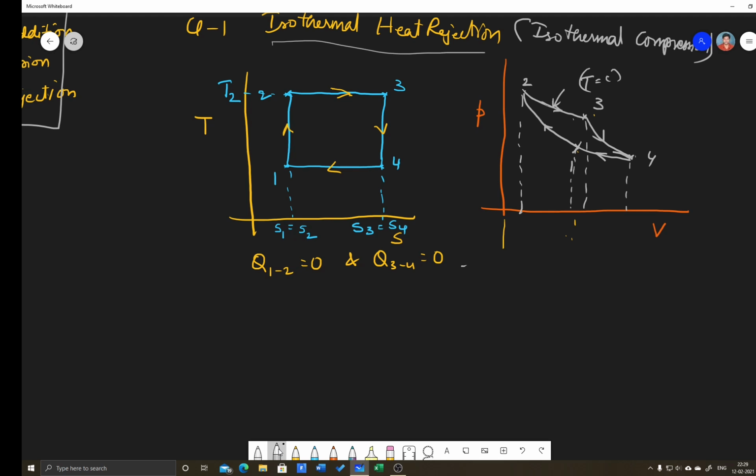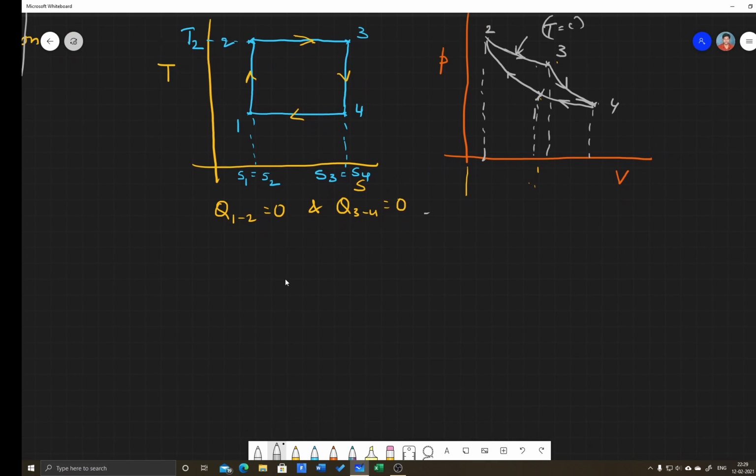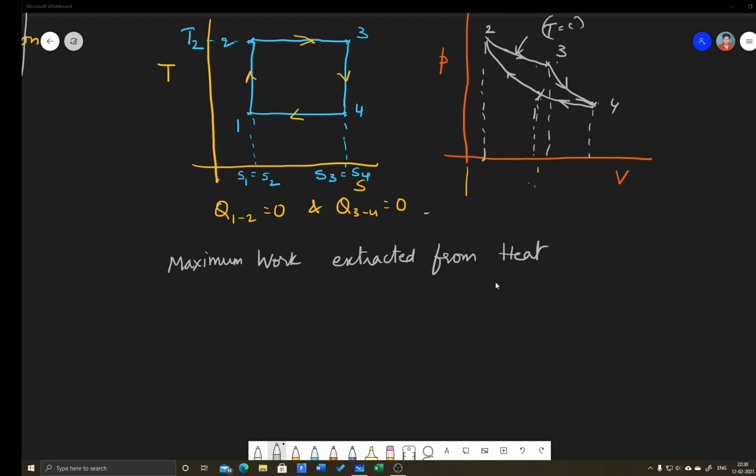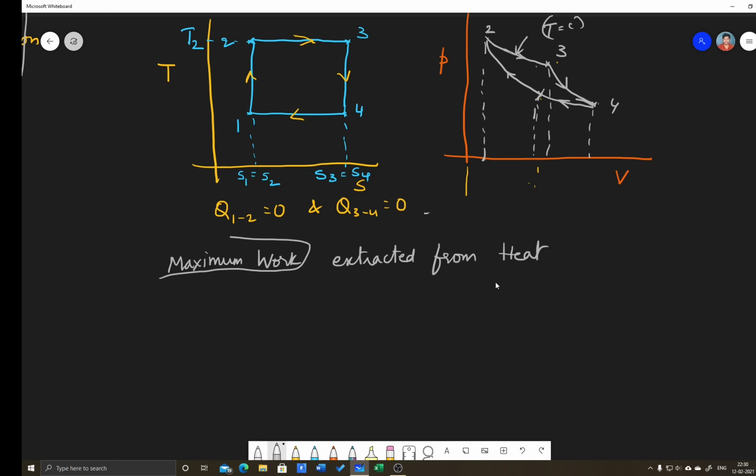Okay, so coming to why we are studying this, even though it is a theoretical one, is because there is a limit on how much work, maximum work, that can be extracted from heat. Our subject is regarding this. We have to convert heat into useful work. Okay, Carnot cycle sets this maximum work limit.